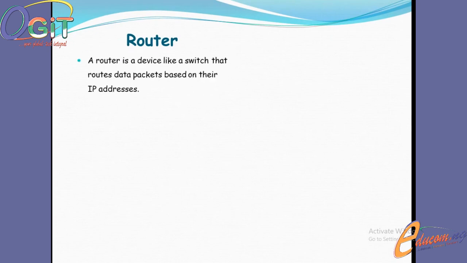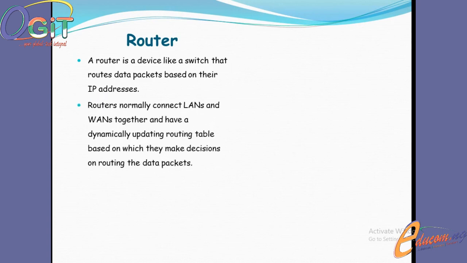Router. A router is a device like a switch that routes data packets based on their IP addresses. A router normally connects LANs and WANs together and has a dynamically updating routing table based on which it makes decisions on routing the data packets. A router divides the broadcast domain of hosts connected through it.